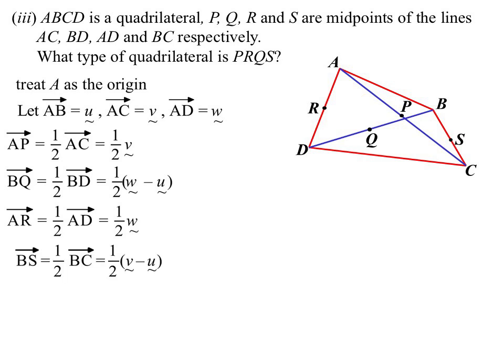BS, that's a half of BC. Again, we haven't got a name for that one yet. So head minus tail, that one would be V minus U. We now have the four sides of this quadrilateral that we want to play with.